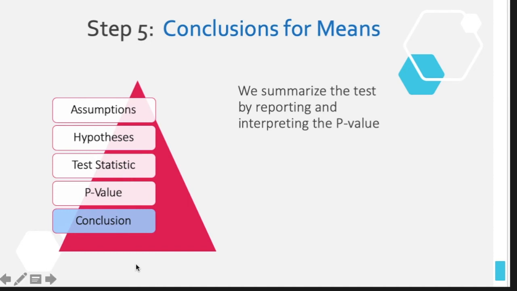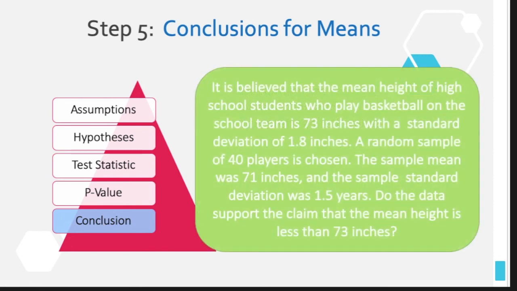And then we want the conclusion statement. So the very last statement is our conclusion statement. And here in this scenario, we want to ask ourselves, hey, what do we conclude about the basketball players? So really in the conclusion statement, you're going to want to answer this last question by rephrasing the question in terms of, yes, the data do support the claim that the mean is less than 73 inches, or no, the data do not support the claim that the mean is less than 73 inches.